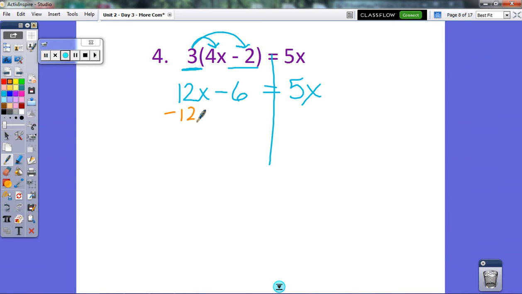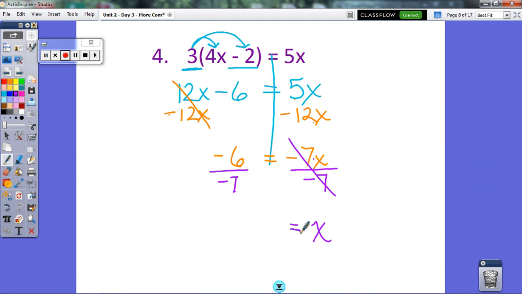I'm going to move the 12x. So it was a positive 12x. Now I need to minus 12x. Those are going to cancel. 12 minus 12 becomes 0. Negative 6 comes down. Well, 5x minus 12x. Well, 5 minus 12 is negative 7, but it's going to be a negative 7x. Well, guys, my eyes go to the side with the variable. So right now, I'm looking at the negative 7x, thinking, how can I get the x by itself? You're absolutely right. You're going to divide by negative 7.